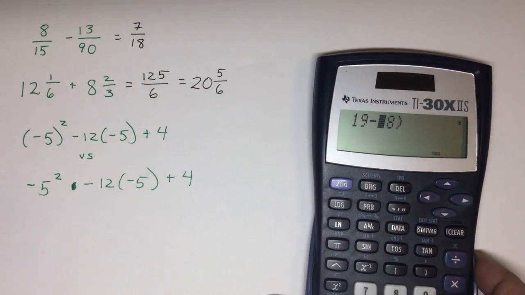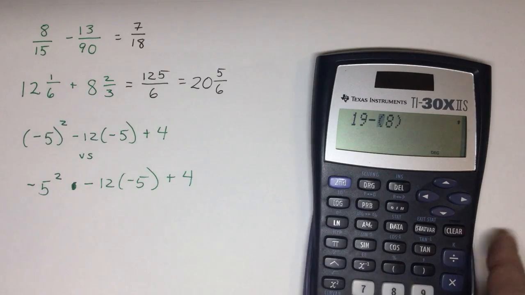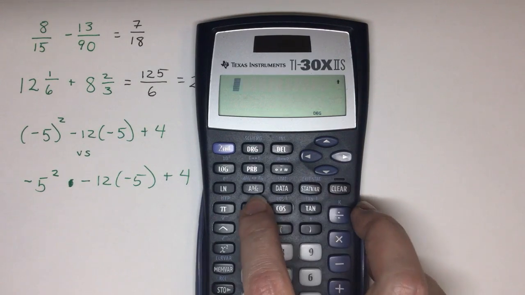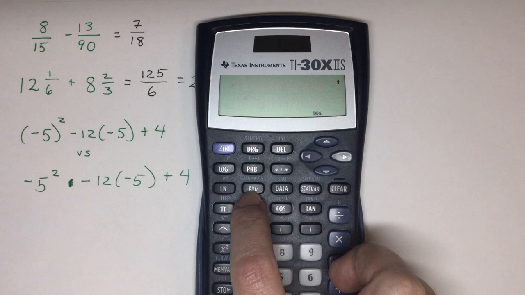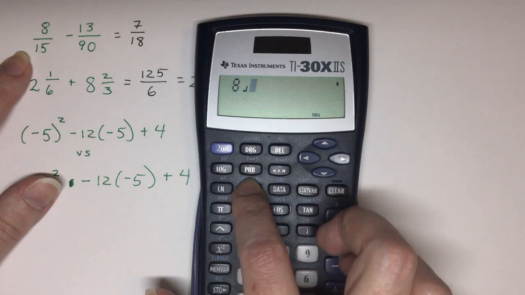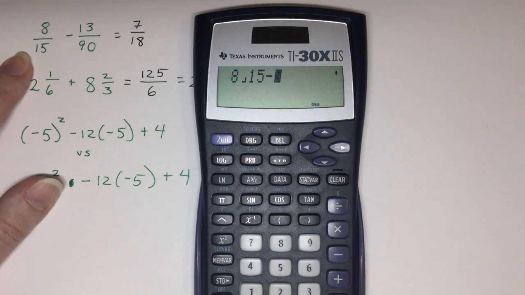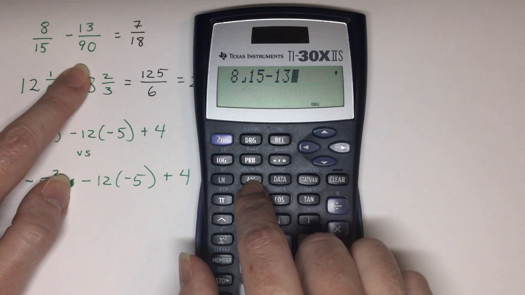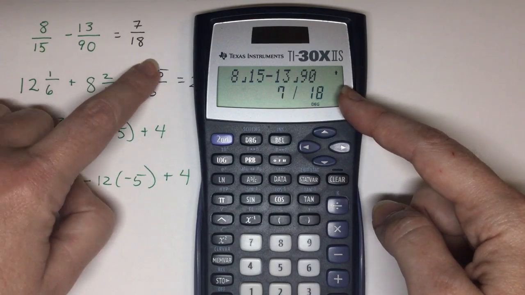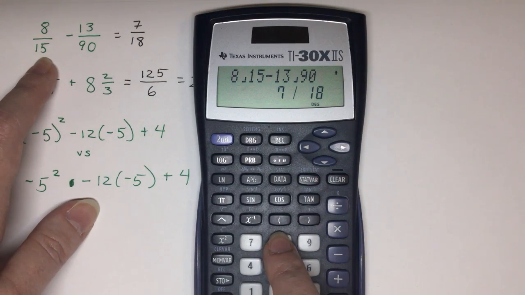Some other basic things with the calculator. Fractions. 8/15 minus 13/90. On this model, let me clear that out, I have this key as my fraction key, the A B over C. So 8/15, I can do 8 fraction 15 minus, be sure you're using the subtraction sign, not the negative, 13 fraction A B over C, 90 equals, and it gave me the answer as the fraction, which is kind of nice. I could have done this using my division.